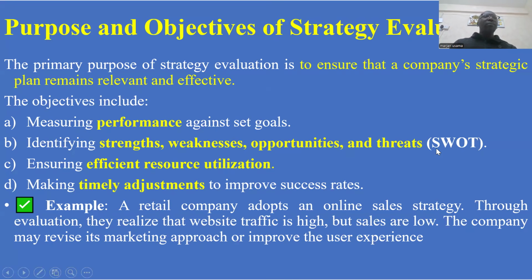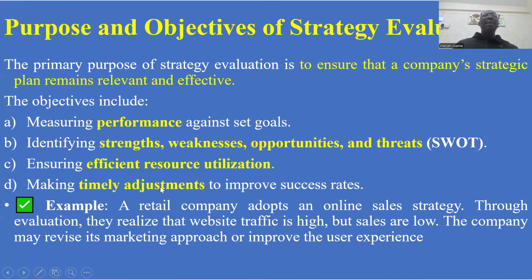So this is also one of the objectives of what? Of strategy evaluation. Then number three, ensuring efficient resource utilization. So the evaluation helps us to do what? To allocate resources effectively. For example, after evaluation, we can realize that there are some areas that are not doing well. So what should we do? We need to take resources from project A because it is not doing well, and we need to put it in project B, which is doing well.